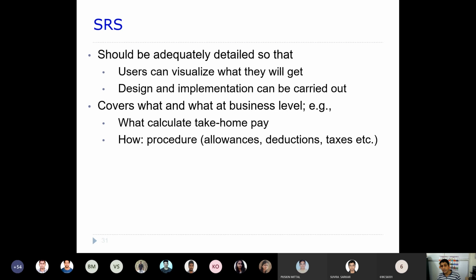Design and implementation can be carried out once this SRS is prepared in a detailed way. So it will help the designer as well as the coder to carry out their activities. It covers the business level, everything should be mentioned. What calculations are really involved in the take home pay. I mean, what is the procedure, whether any allowances, deductions, taxes are to be applied to this take home pay. So all these things should be discussed, as an example.